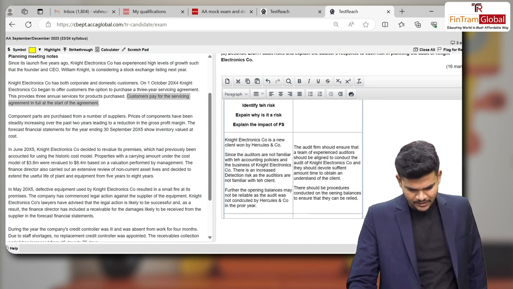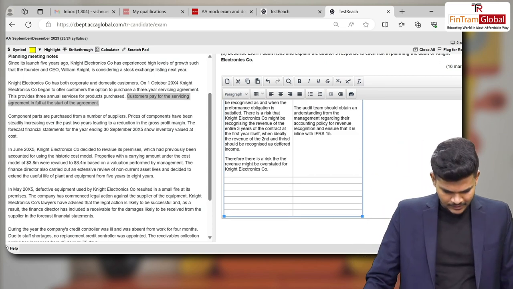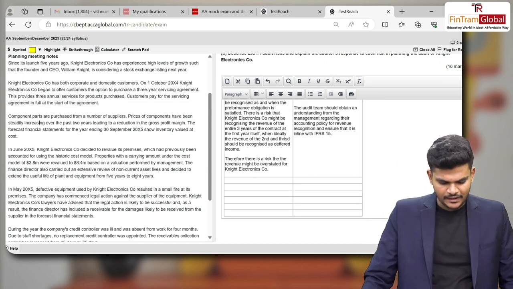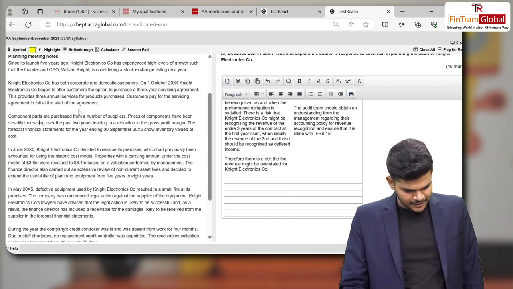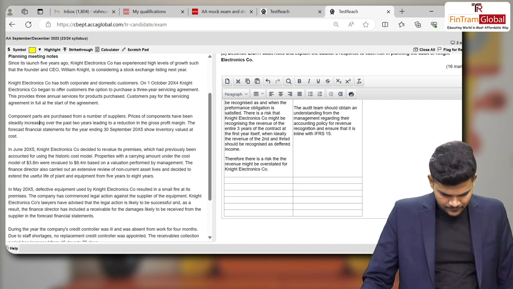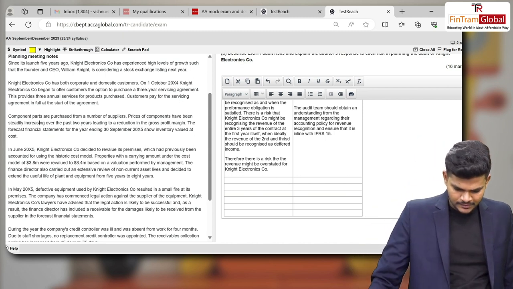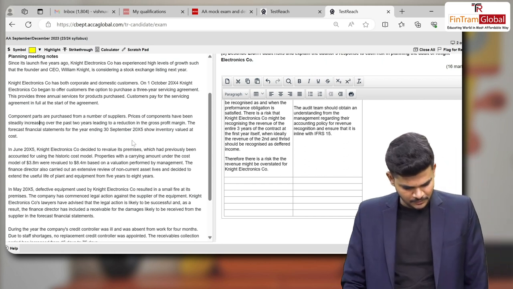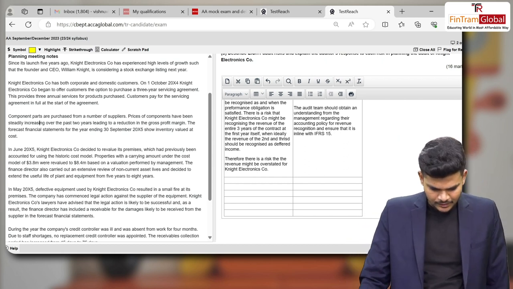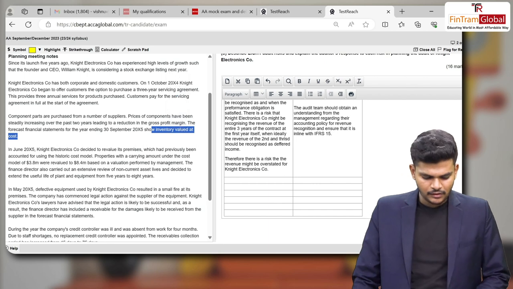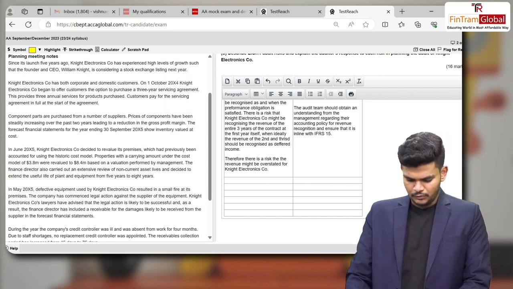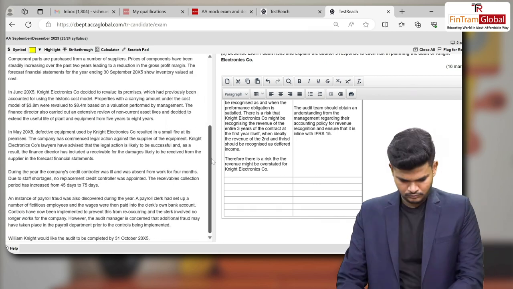How many risks have we identified? Three, right? So yeah, quite a few more. Let's have a look at the next one. Five more to go. So what's the next one say? They've increased the price of components, right? And therefore, this led to a reduction in gross profit margin. Okay. And the inventory is valued at cost as well. Okay. So what should be the risk over here?